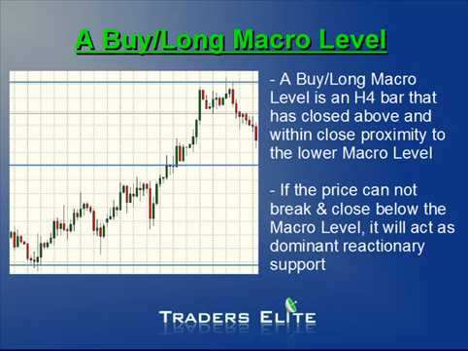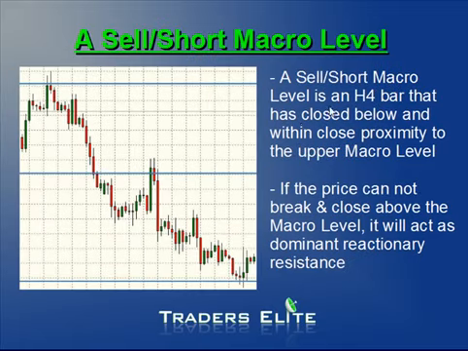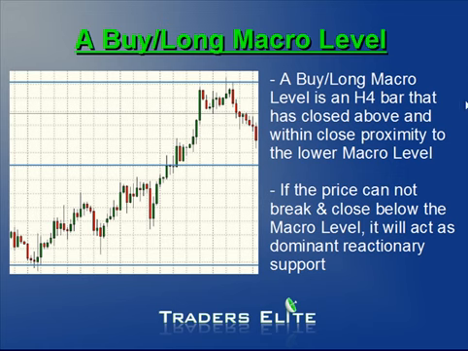We can see that better on the next slide right over here, and again that's that 2670 that I keep referring to. So if we just go back, a sell short macro level is an H4 bar that is closed below and within close proximity to the upper macro level. If the price cannot break and close above the macro level, it will act as dominant reactionary resistance. The buy long macro level is just the reverse. It is an H4 bar that has closed above and within close proximity to the lower macro level. And if the price cannot break and close below that macro level, it will then act as a dominant reactionary support.